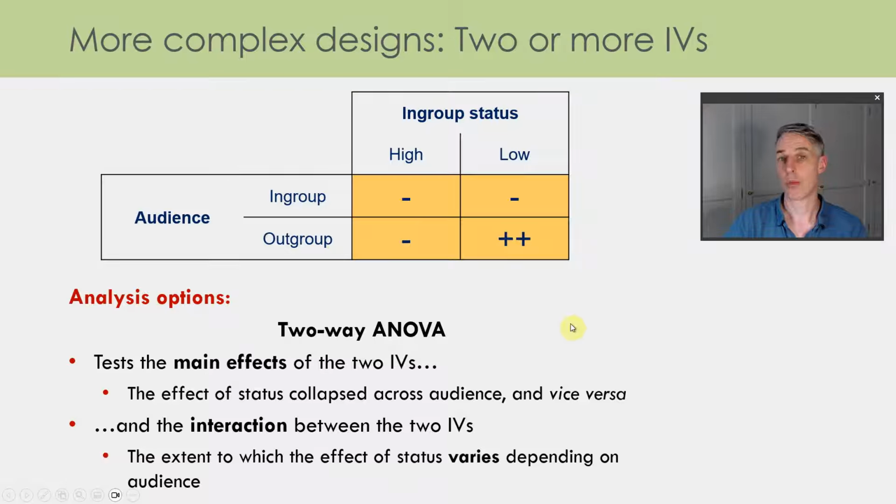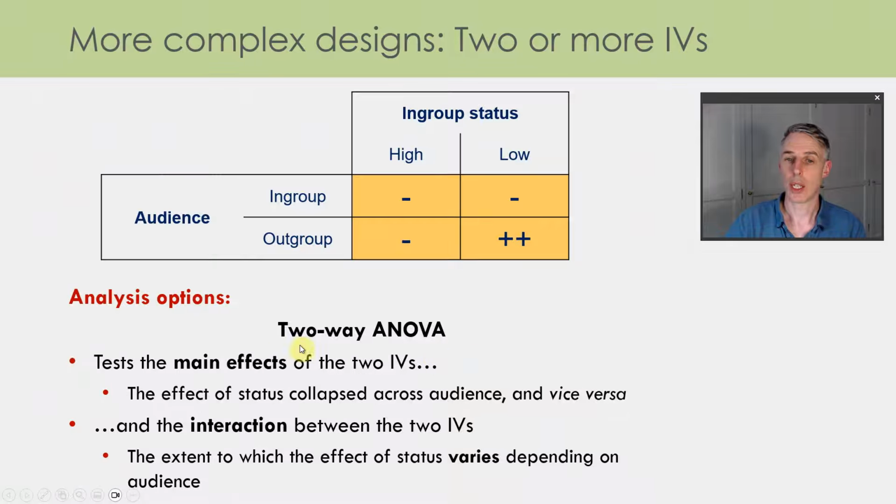Okay, so our analysis options here: a two-way analysis of variance. So just to reiterate, in case there's any ambiguity or confusion here, when we talk about a one-way or a two-way or a three-way analysis of variance, that number refers to the number of independent variables in the design. Okay, so a one-way ANOVA has one independent variable, a two-way ANOVA has two independent variables, and so forth.